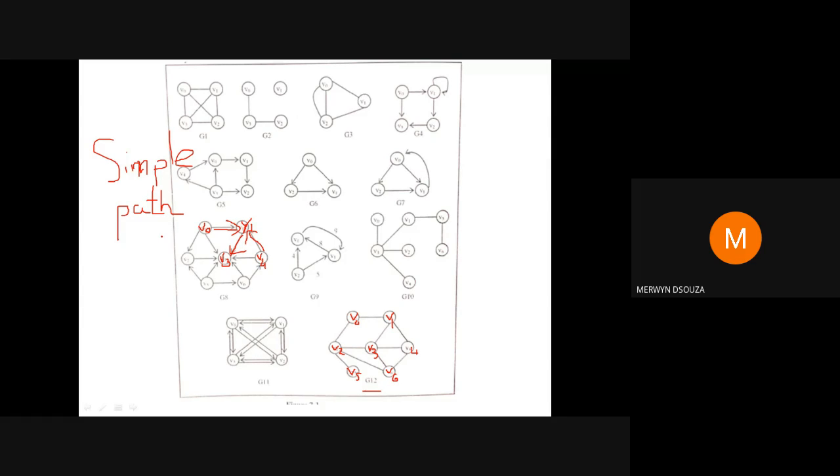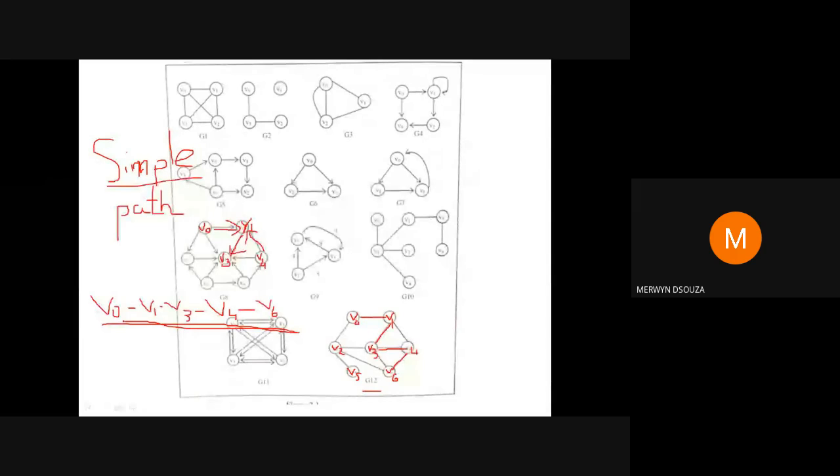So for example, V0, V1, V3, V4 and V6 is a simple path. Here you can see V0 to V1, V1 to V3, from V3 to V4, V4 to V6. This is a path from V0 to V6.